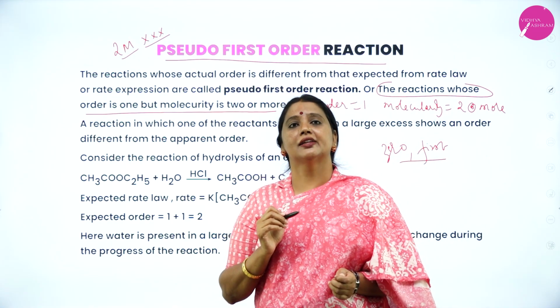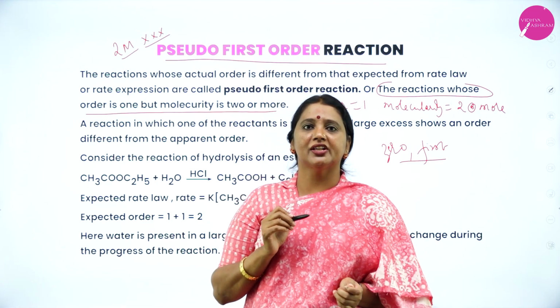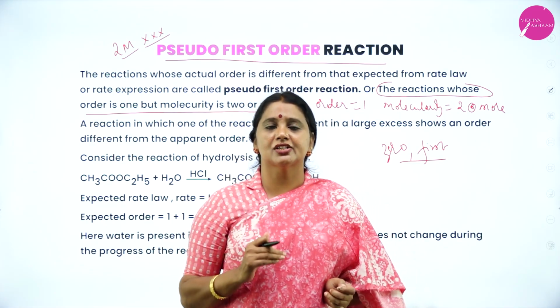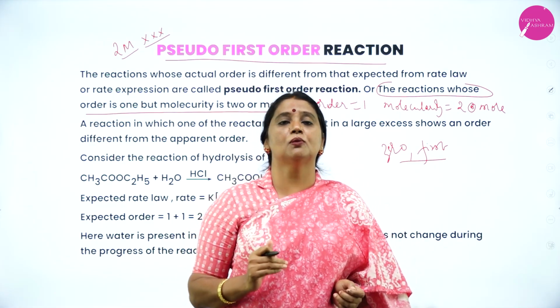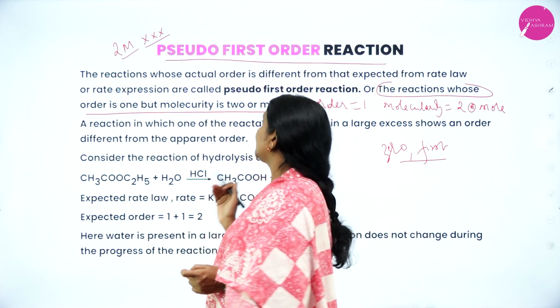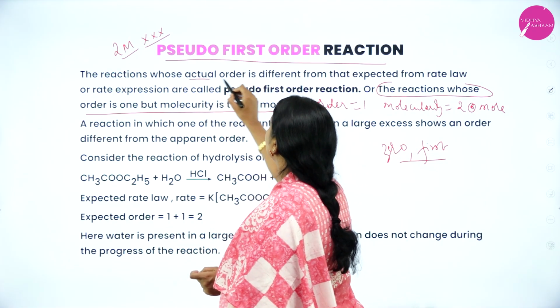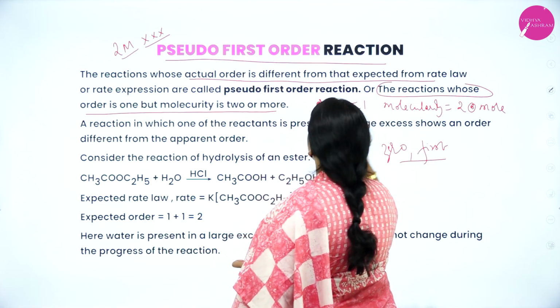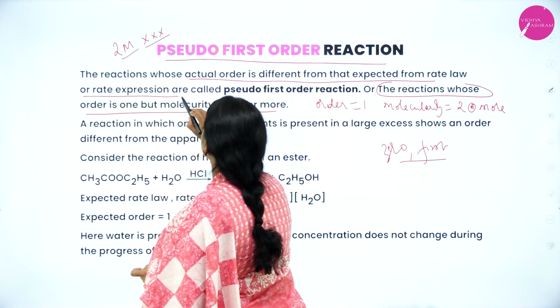Pseudo first order reaction. What are pseudo first order reactions? These are chemical reactions whose order is 1 but molecularity is 2 or more, or it can also be defined as the actual order being different from the order expected from the rate law or rate expression.